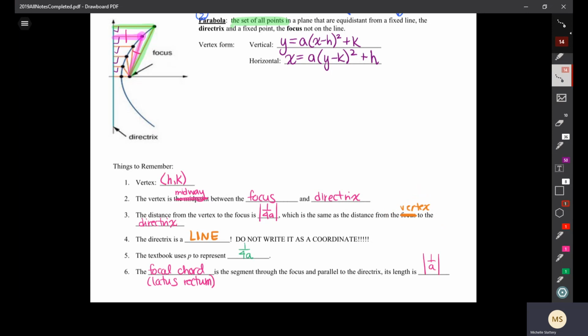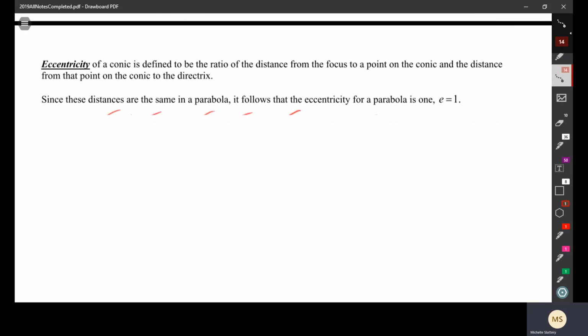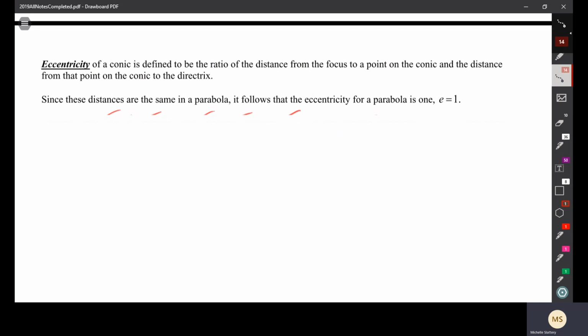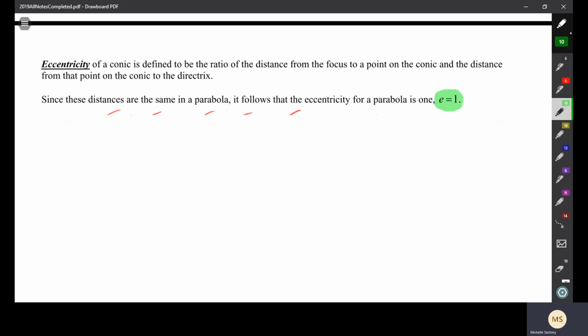All right, so let me talk about eccentricity. The eccentricity of a conic is the ratio of the distance from the focus to a point on the conic and the distance from that same point to the directrix. Well, the definition of a parabola just told us that those are equal. So since that's equal, when we find that ratio, we're always going to get 1. So the eccentricity of a parabola, no matter what kind of parabola, a super wide parabola, a super skinny parabola, a parabola opening up, down, left, right, is always going to be 1.